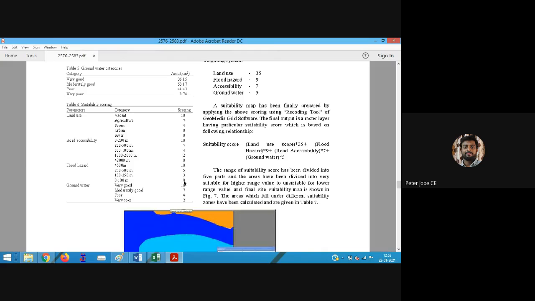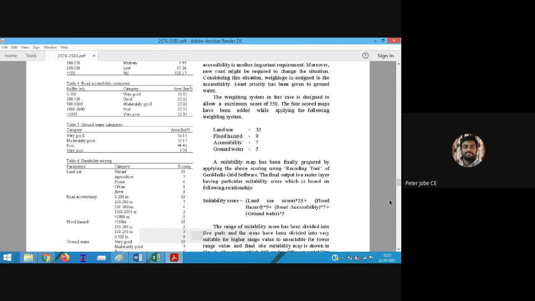Understand? So here what happens is that for urban development, groundwater accessibility is of less importance than flood hazard. So for urban development, flood hazard is taken more seriously than the availability of groundwater. So likewise, each different suitability has different scores. That's what I'm trying to say.